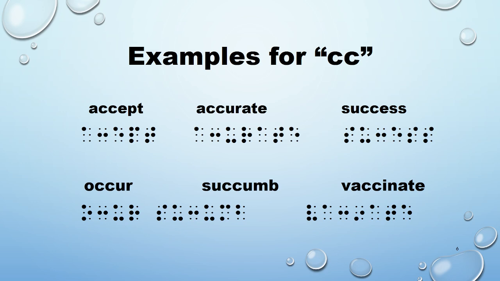Same thing here. We also have our next word, accurate. So we can contract CC there in the word accurate. And we also have the word success, SUCCESS. We can also contract CC. Next, we have the word occur, OCCUR. Obviously, we can contract CC there. Next, we have succumb, SUCCUMB. Also, we can use the contraction for CC there.